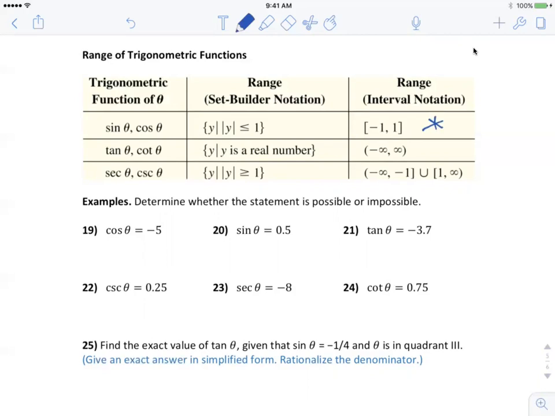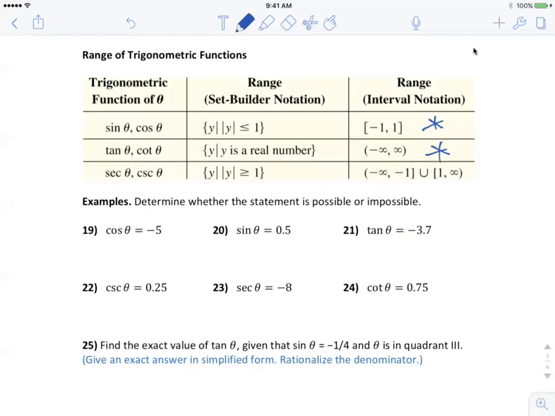That's just because x and y will never be bigger than r. R will be bigger than both x and y. So the definition is x over r and y over r. It's always going to be less than 1 or greater than -1. Tangent and cotangent don't have that property because it's a ratio of x and y, there's no restrictions on those as far as which one's bigger. So the range is just any real number.